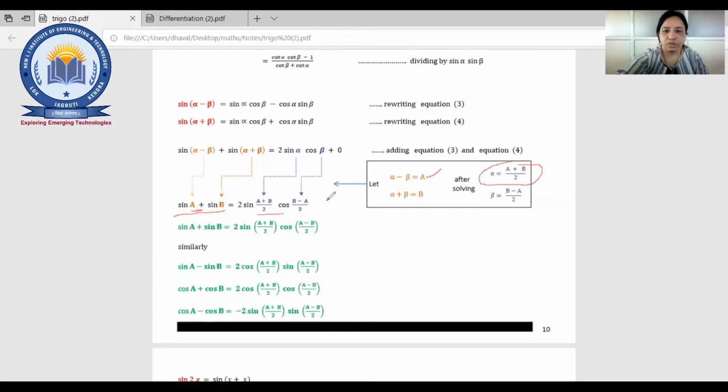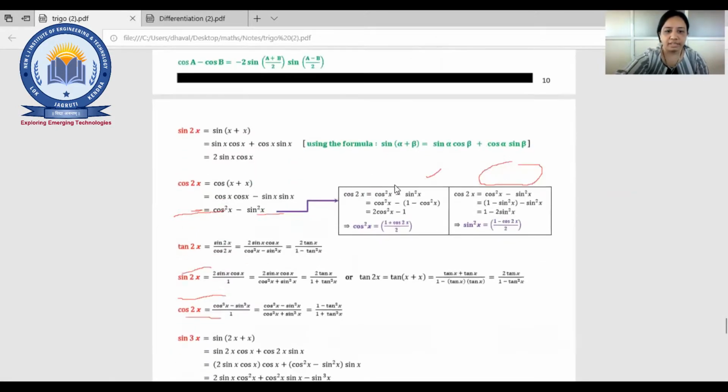The next thing is what? In the same way, right? Sin A minus sin B, cos A plus cos B, and cos A minus cos B. So you will get your example in that way. Fine. So 2 cos of whatever is there, you need to do the addition and divide by 2. That is the thing, right? So you need to remember this.